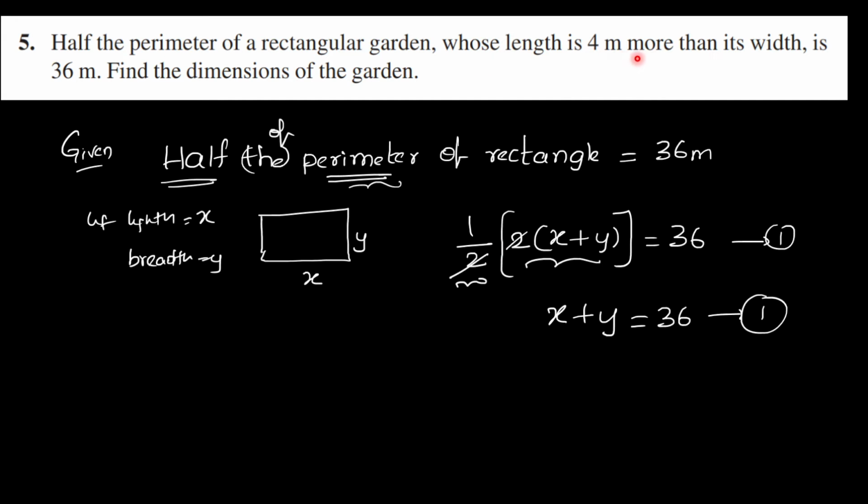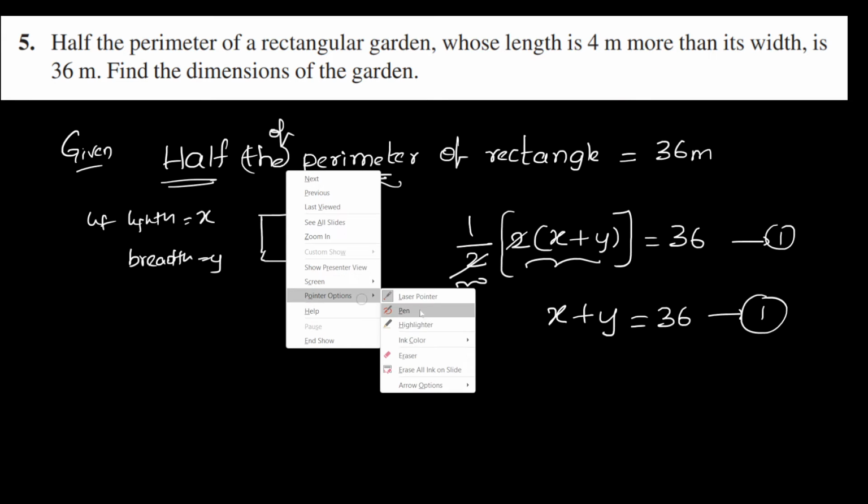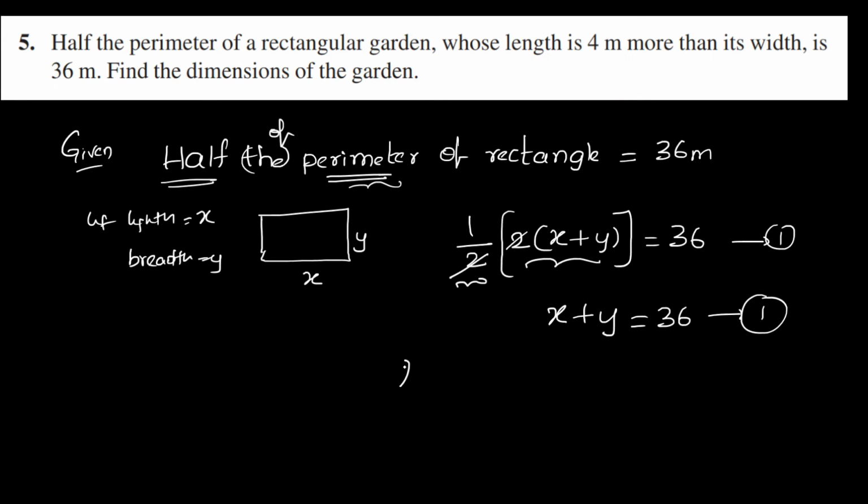Now, read the second sentence: length is 4 meters more than width. Very easy. Length is 4 meters more than width, that is breadth. 4 meters more than what? Than width. So how do we write it? X is equal to Y plus 4. Now replace this in the first equation, using the second equation.